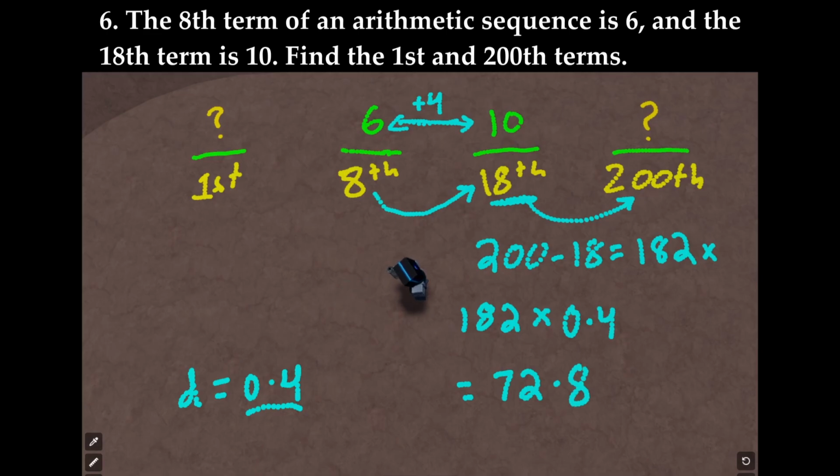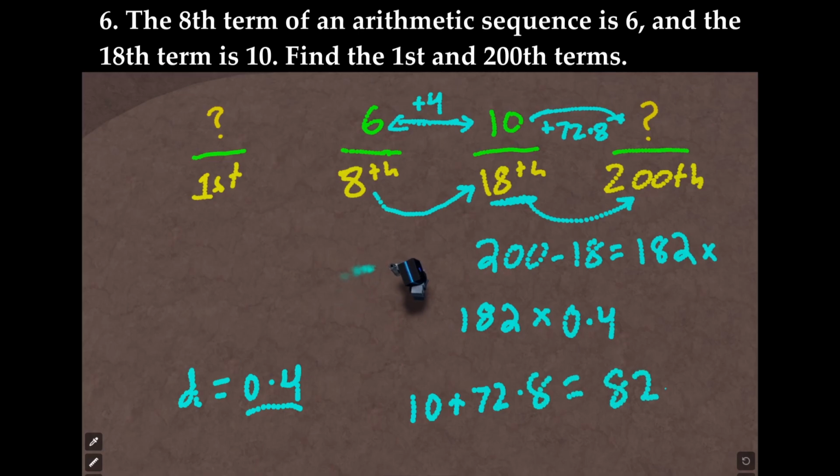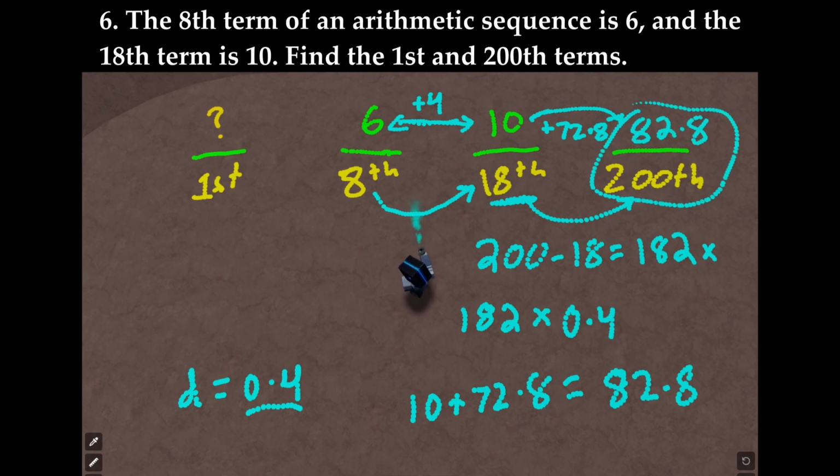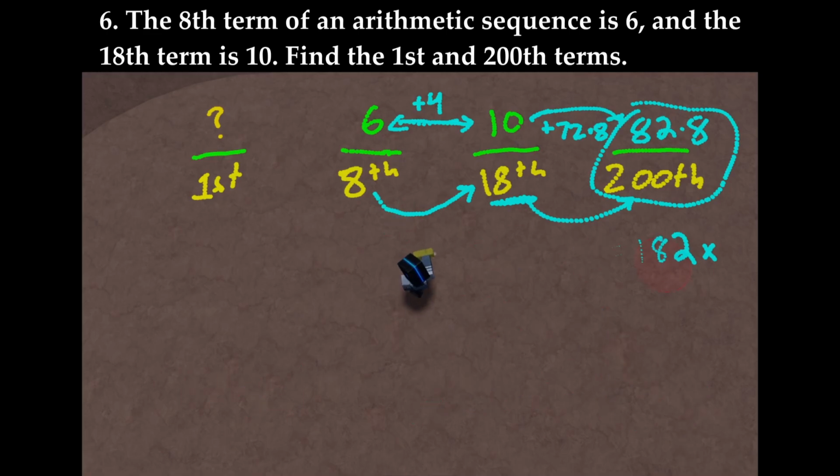So to go from 10 to the 200th term, because 10 is our starting point, we just have to add 72.8. So then if we do 10 plus 72.8, this is simply equal to 82.8. So the 200th term is simply 82.8. So we found that out now. And now let's find the first term.